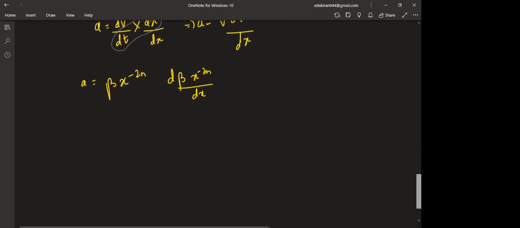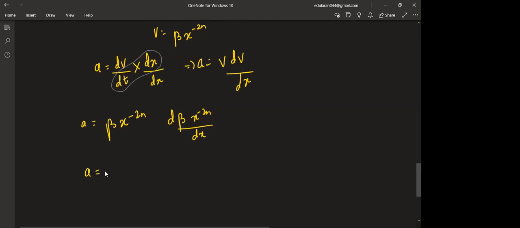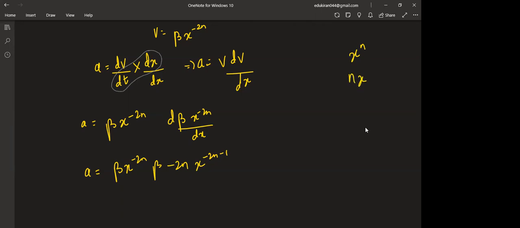Now a simple derivation you have to perform. Beta x to the power minus 2n. Beta is a constant. Beta will come here, minus 2n x to the power minus 2n minus 1. X to the power n is there. How do we write? nx. So if x to the power minus 2n is there, won't we write it as minus 2nx? Same thing. And what happens to the power? n minus 1. So here also 2n. So 2n minus 1. Same thing. Now you just have to club this up together. Minus 2n.